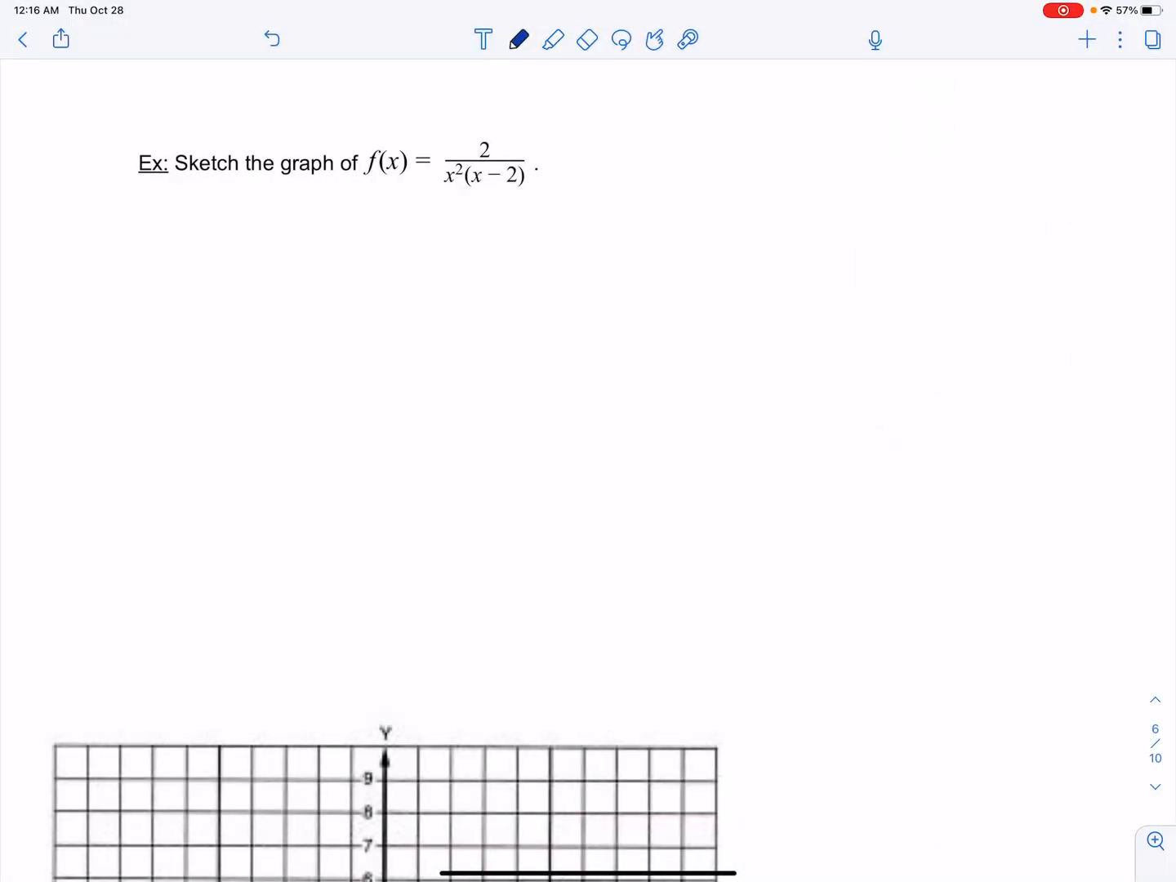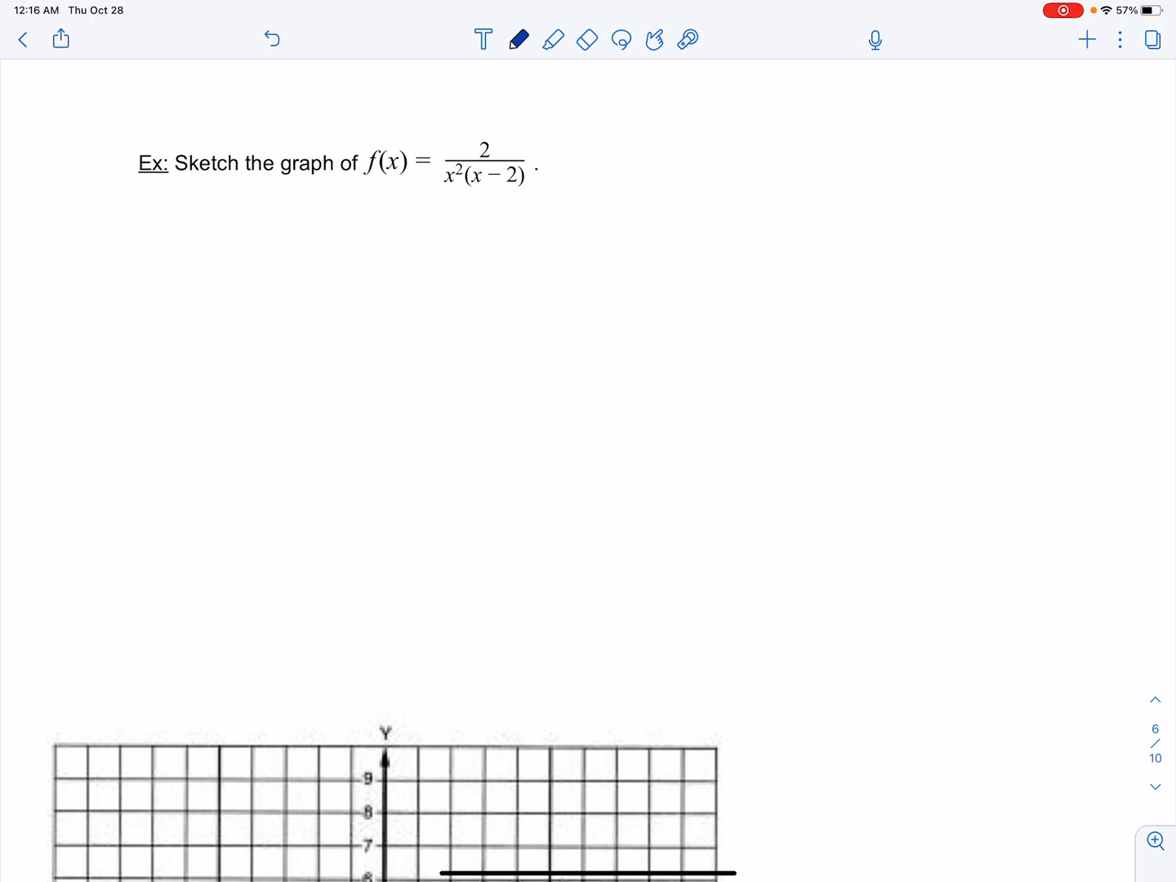In the last video, we started sketching the graphs of rational functions, and we saw some functions that only had one vertical asymptote. Now we're going to look at functions that have more than one vertical asymptote. So here, we're going to look at the function f of x equals 2 over x squared times x minus 2.